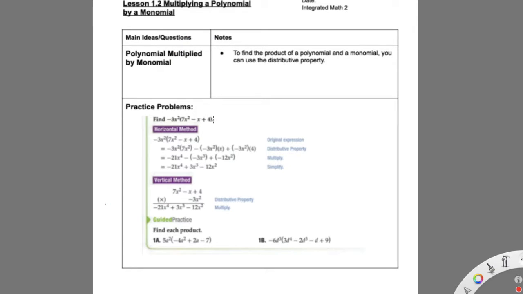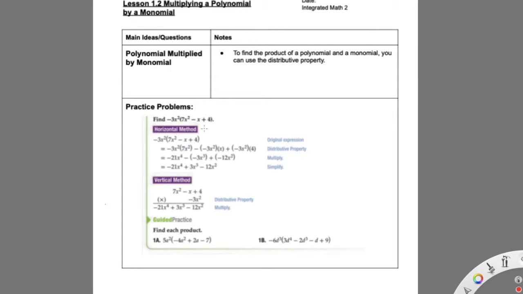So we reviewed polynomials and monomials pretty heavily in the last section. Now we're going to look at multiplying a polynomial by a monomial. To find the product of a polynomial and a monomial, you can use the distributive property. Just like we did in the last section with horizontal or vertical, there are both of these methods as well.